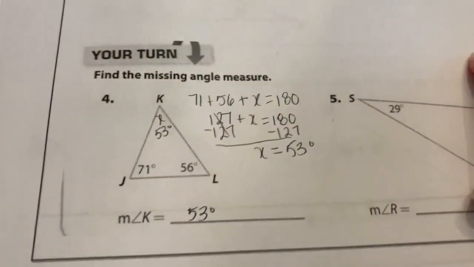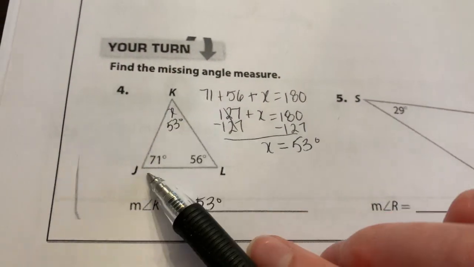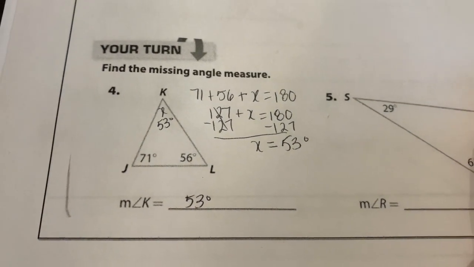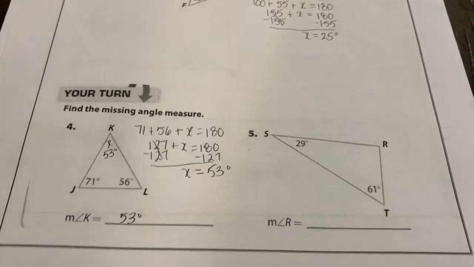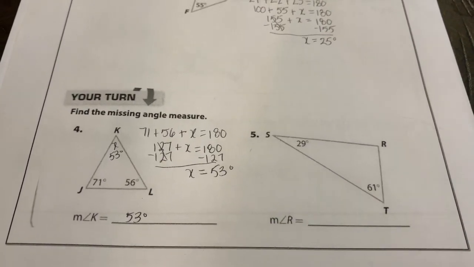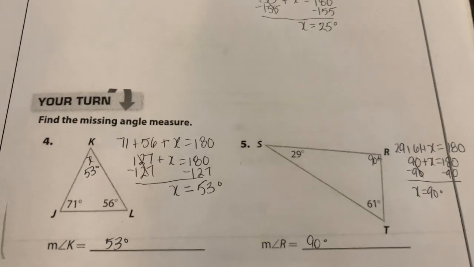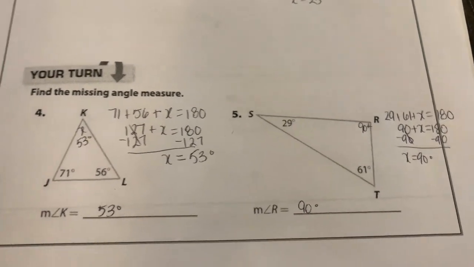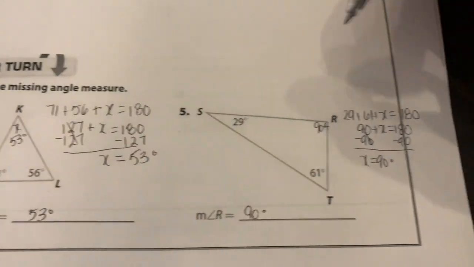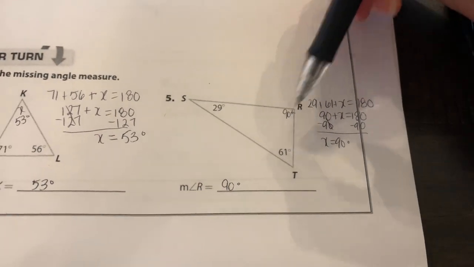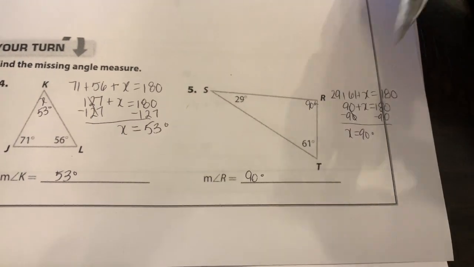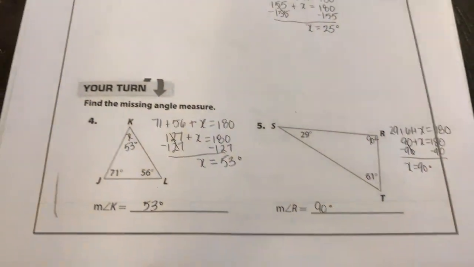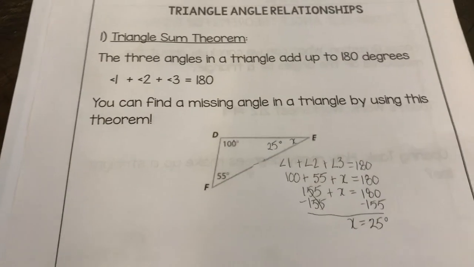Okay, and if you wanted to check, you could add them all back up and make sure that you got that as your answer. So you guys can pause and try this last one, and then unpause to check your answer. Okay, so when you add up the angles in number 5, 29 plus 61 plus x is equal to 180, you find that the missing angle is equal to 90 degrees. Okay, so this one is nice and simple.